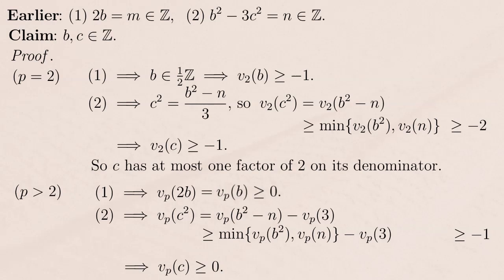In total, we've shown that the denominator of c contains at most one factor of 2, and no powers of any other primes. In other words, c is also half of an integer. We want to show that actually b and c are both integers. So let's rule out the other cases.